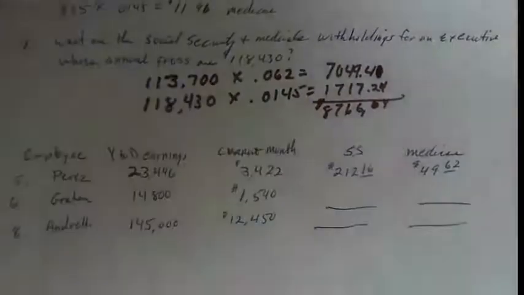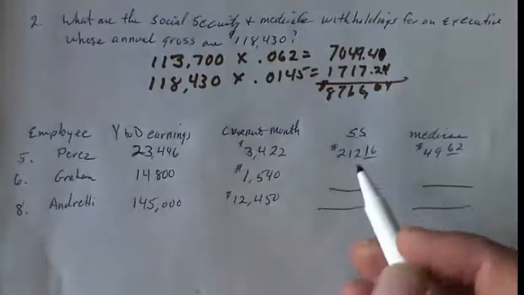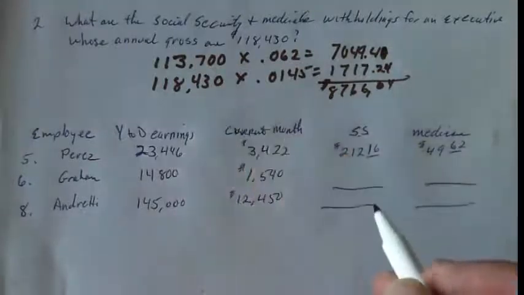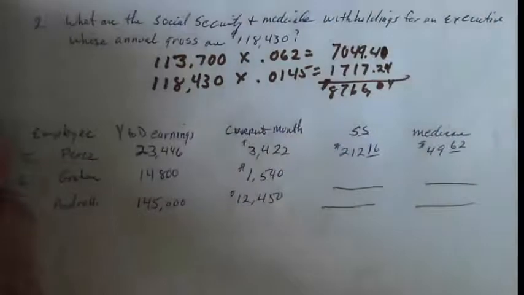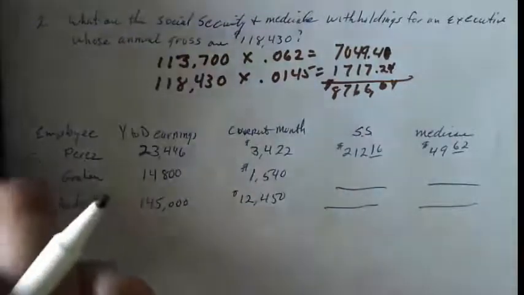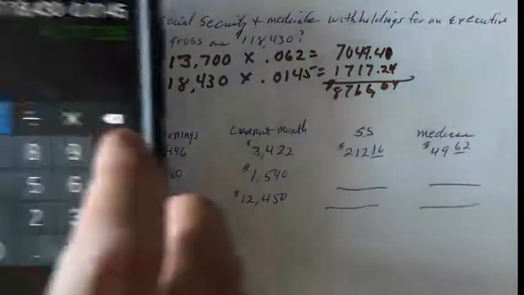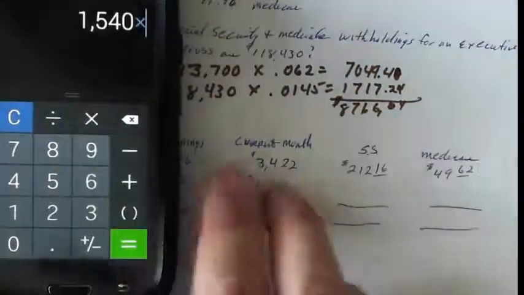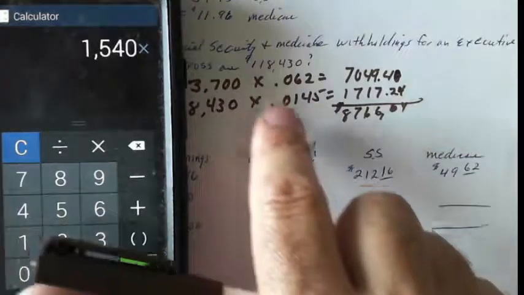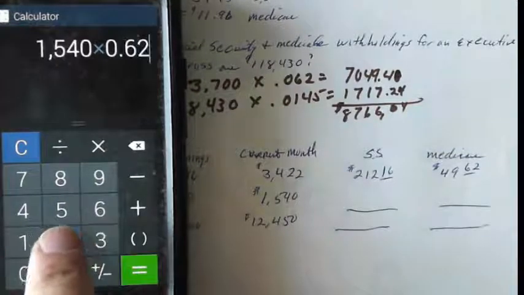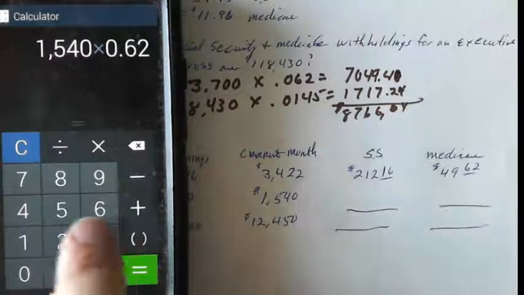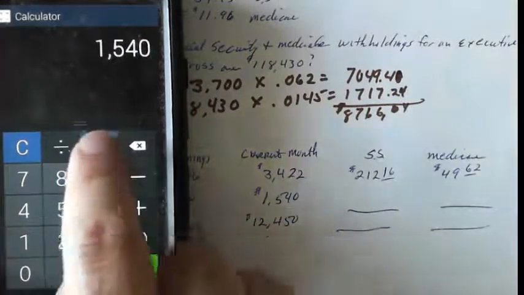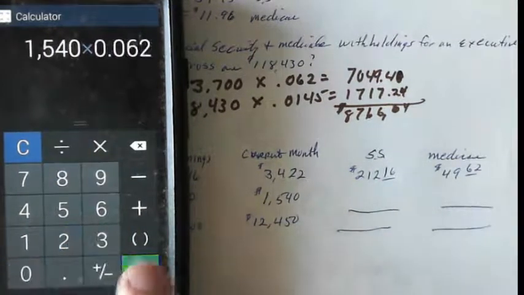The bottom, then, they're asking you to figure out the Social Security and Medicare tax. Again, it's the same thing we were doing up here. For the current month, he's not over any limits, so Social Security is going to be 1540 times, again, 0.062. Oops, I missed my 0, so I'm just going to clear that out. 1540 times 0.062.